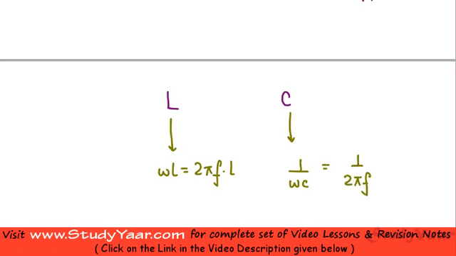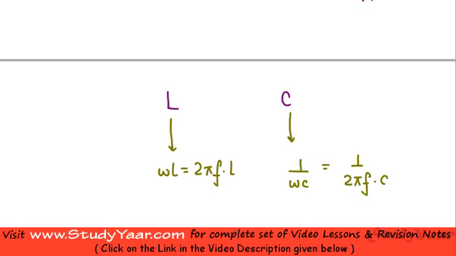Now just recollect what is the impedance offered by an inductor. The impedance offered by an inductor is omega L, which is 2 pi into the frequency of your voltage into L. The impedance offered by a capacitor is 1 upon omega C, which is equal to 1 upon 2 pi into the frequency of voltage into C.